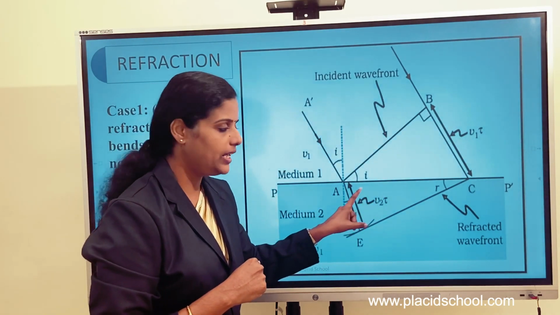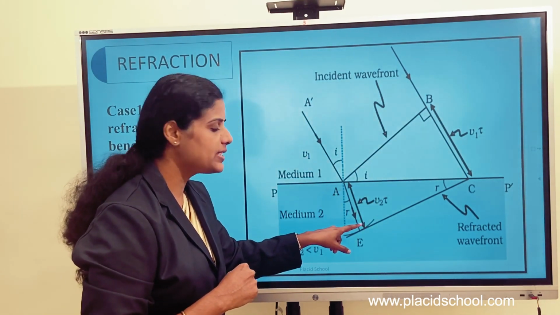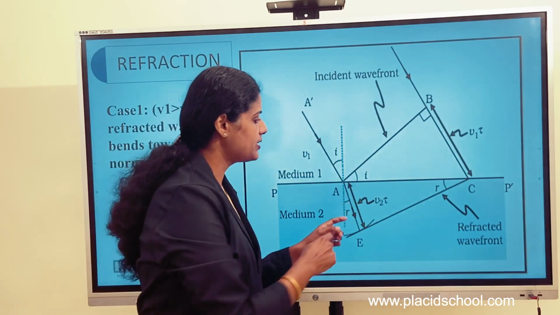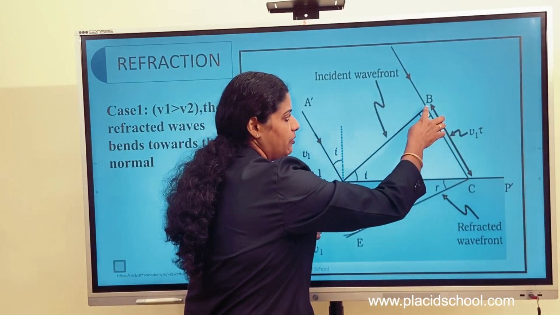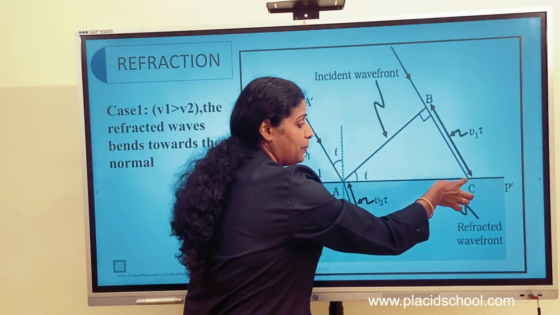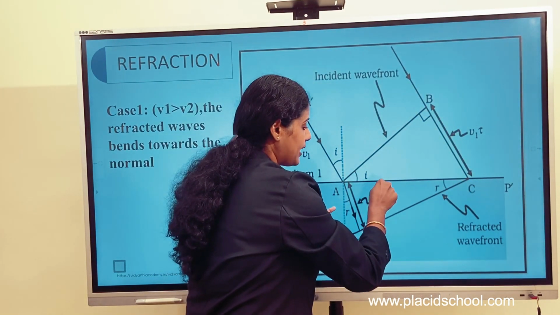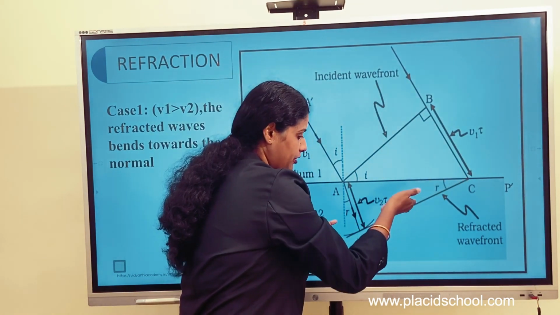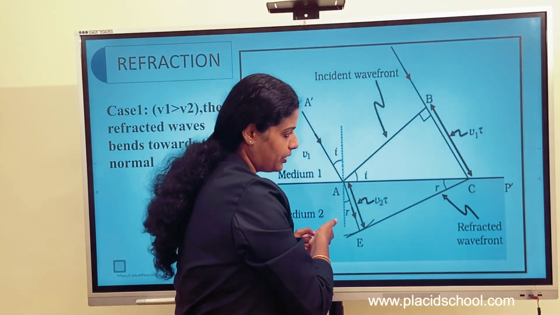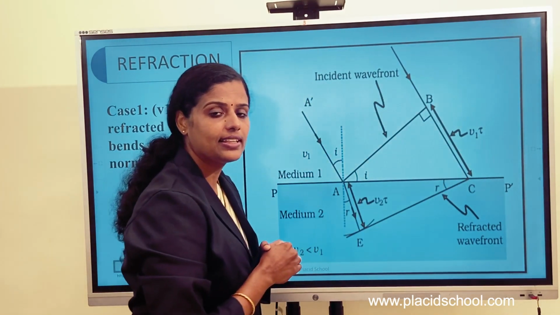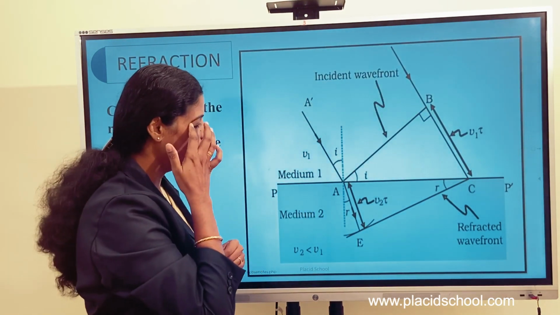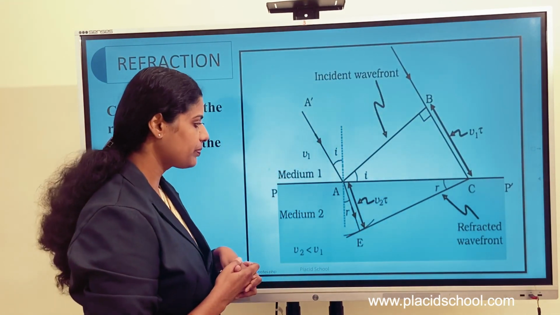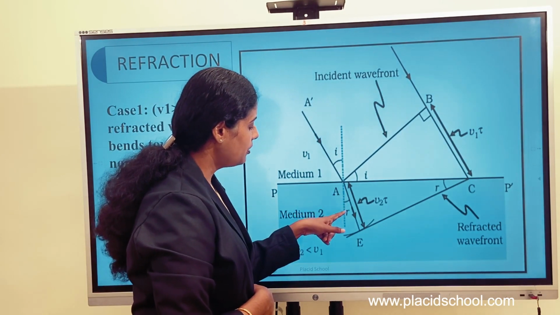So v2 into t, the refracted wavefront covers a distance v2 into t, or v2 into tau. Similar secondary wavefronts are obtained here, and when the wavefront at the point B touches the point C, the envelope of all those wavefronts shows the refracted wavefront. In this figure, CE represents the refracted wavefront, and refracted rays are perpendicular to this refracted wavefront. And this is the angle of refraction.